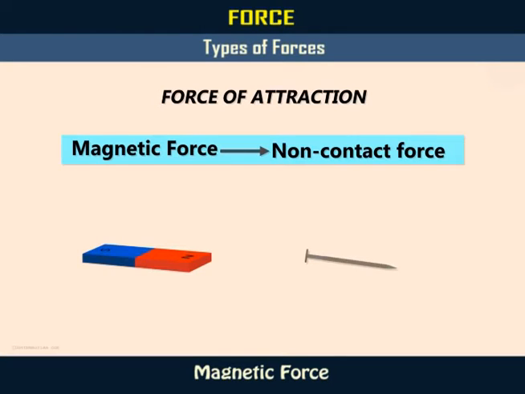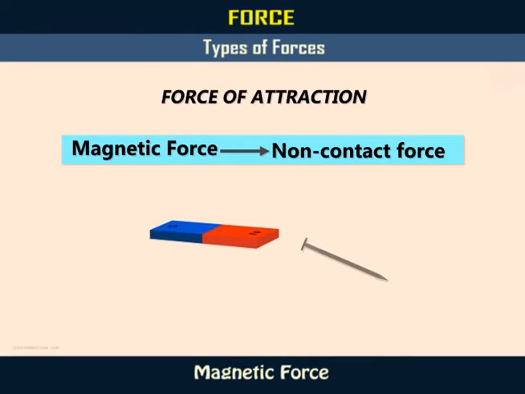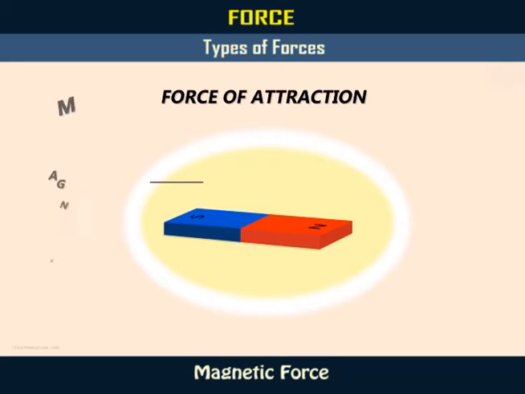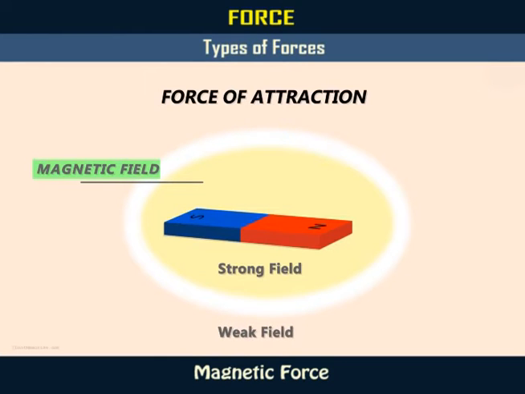Notice that the magnetic force takes effect on the nail even before they are in contact. This means the magnetic force exists around the magnet up to a certain distance from it. We call this region the magnetic field. The magnetic field is stronger closer to the magnet and decreases farther away. When any ferromagnetic material is within this field, it experiences the magnetic force.